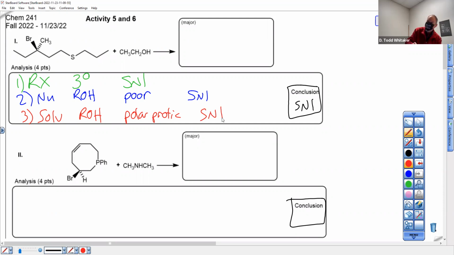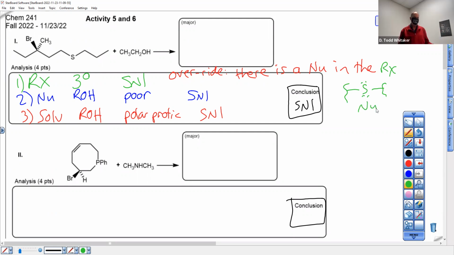Anybody want to take a stab at it? There's an override. Yeah, the sulfur. Yes, the sulfur. Override. There is a nu in the Rx. And here it is. Sulfur is a nu. It's one of our nucleophiles. And it's also in the molecule that has the leaving group.